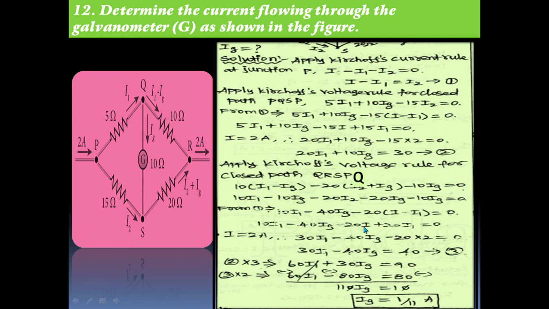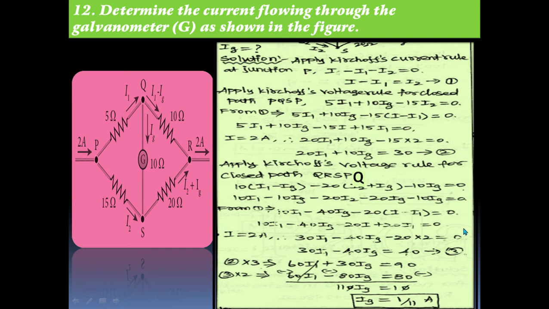Now we already know the value of I is 2 ampere. So 10 I1 plus 20 I1 is 30 I1, minus 40 Ig, minus 20 into the value of I, which is 2. 20 into 2 is 40. This minus 40 goes to the right-hand side and becomes positive. So 30 I1 minus 40 Ig is equal to plus 40. This is equation number 3.